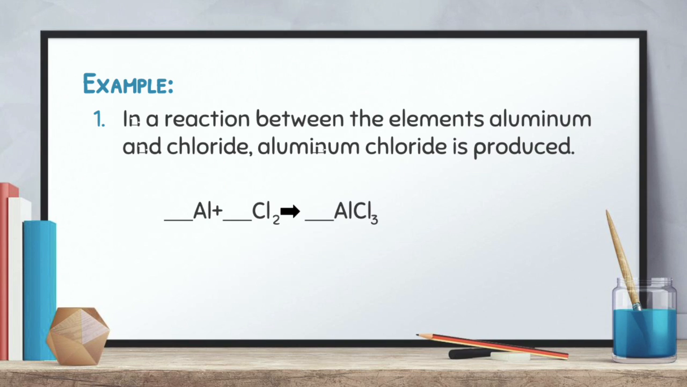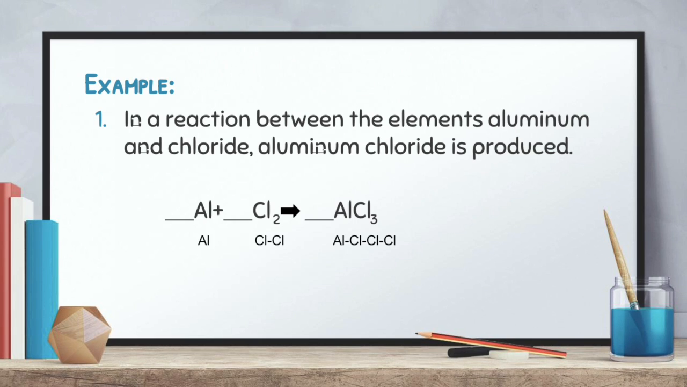In a reaction between the elements aluminum and chlorine, aluminum chloride is produced. We have to balance the equation. When you want to balance equations, you have to make them the same. They have to have the same number of pairs. For example, in Cl2, we know we have to do it twice because there's a number. And in AlCl3, we have to do Cl 3 times.